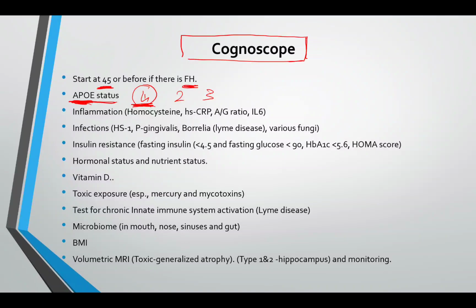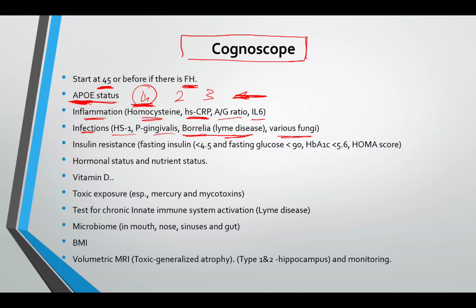This protocol is preventive for Alzheimer's disease. If you follow this protocol, you can prevent and protect yourself from getting Alzheimer's disease. That's why it has become important to know your ApoE status. You need to do the homocysteine and the highly sensitive CRP, and albumin globulin ratio. I mentioned this before, and the interleukin 6. And you need to check for P. gingivalis and herpes simplex and Borrelia, Lyme disease. These are the tick-borne diseases, and various fungi. You need to test yourself.